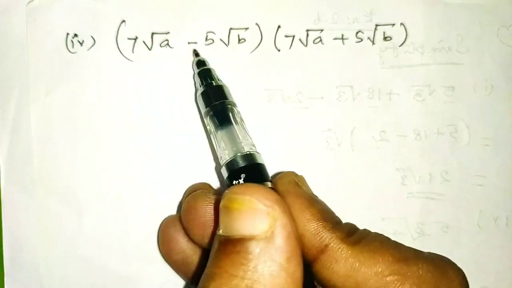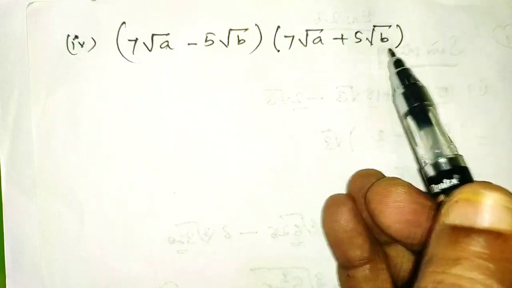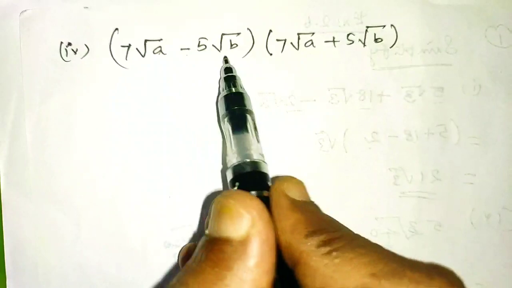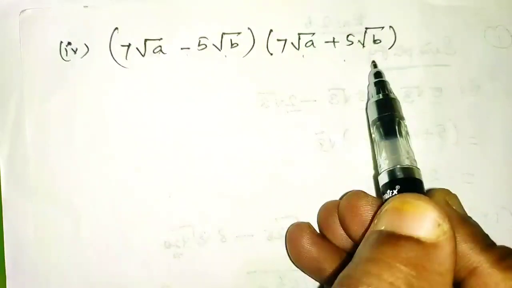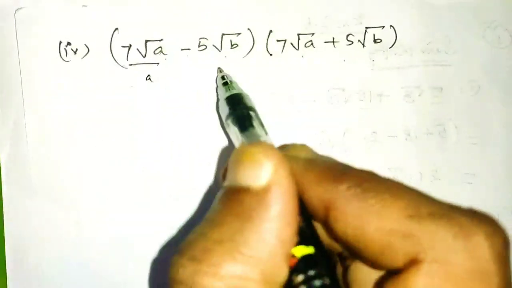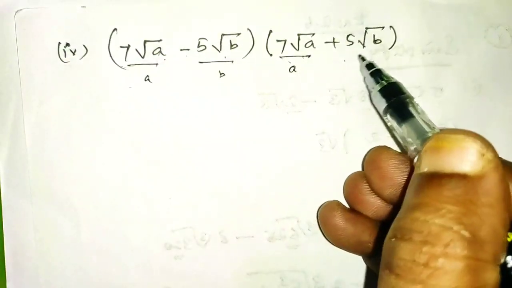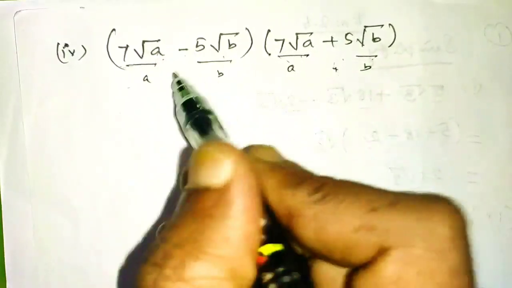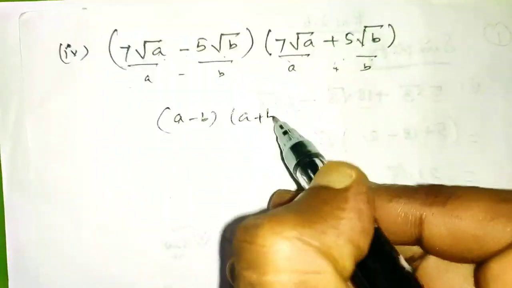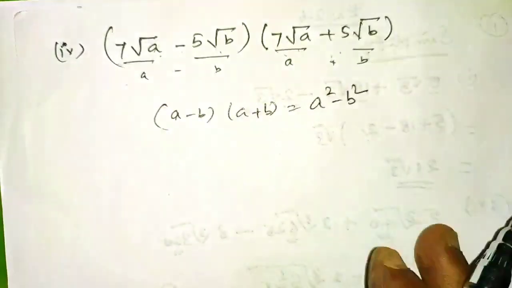Fourth sum, 7 root a minus 5 root b into 7 root a plus 5 root b. Look at the terms. These are in the form of a minus b into a plus b. So treat this whole thing as a, this whole thing as b. Here also same a, here also b, but the sign is plus and minus. So a minus b into a plus b. Using the identity, you can write this as a square minus b square.